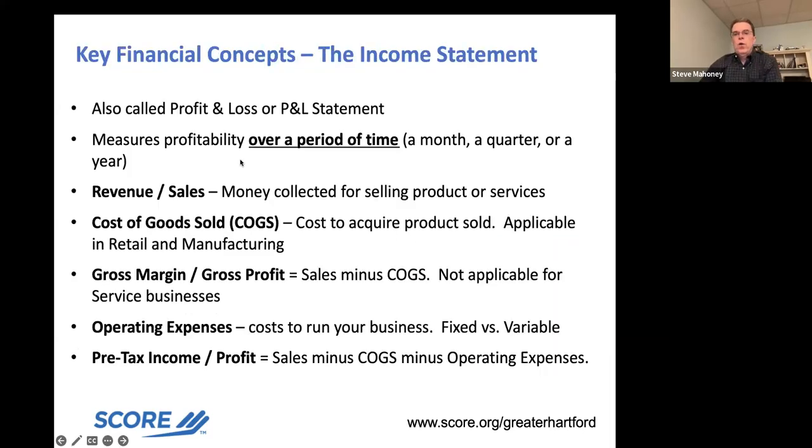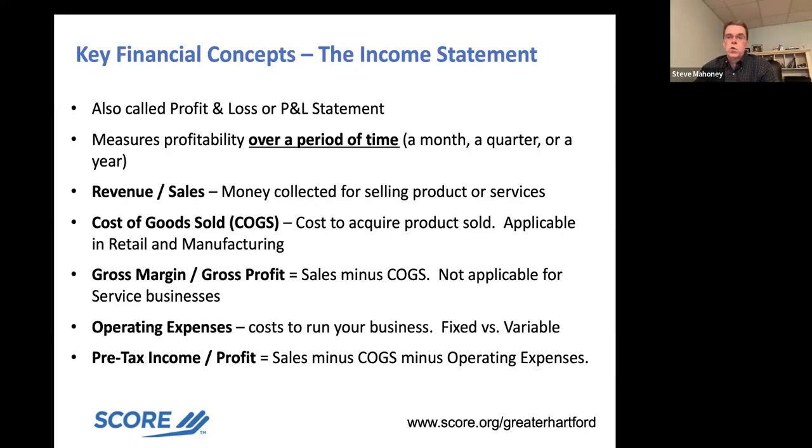So let's jump right in. We're going to start with the income statement. Now, this is sometimes referred to as a profit and loss statement or a P&L for short, P&L short for profit and loss. If you hear any of these three terms, it's all the same thing.